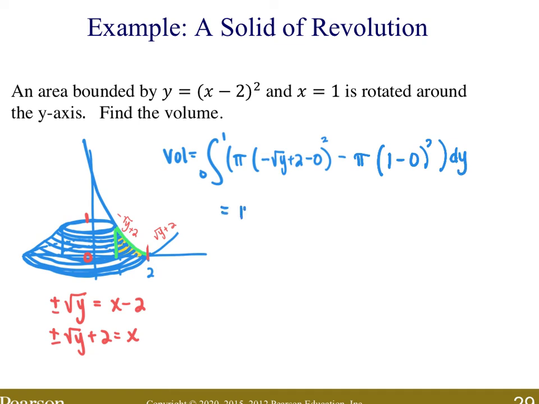So let's clean this up. Pull the pi out to the front. That will leave me with negative rad y plus 2, that quantity squared, minus 1, the whole thing dy. And if this was a calculator active question, your Math 9 would work fine on that. If you needed to do it by hand, you'd need to FOIL and integrate each term.